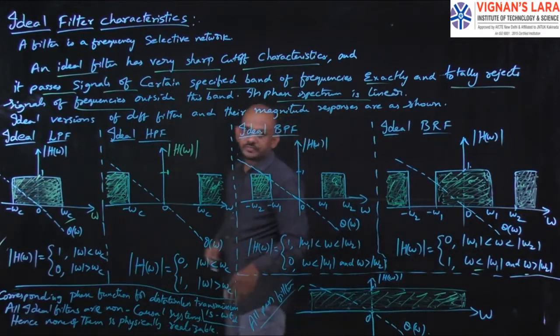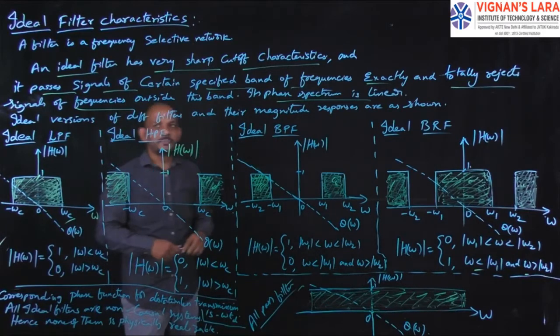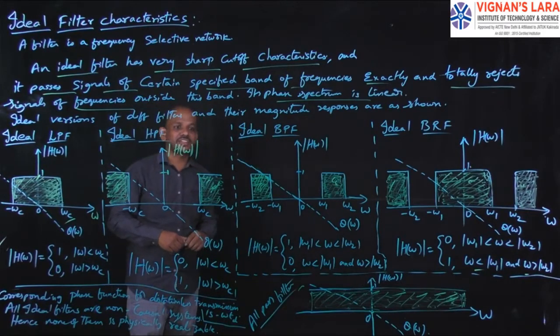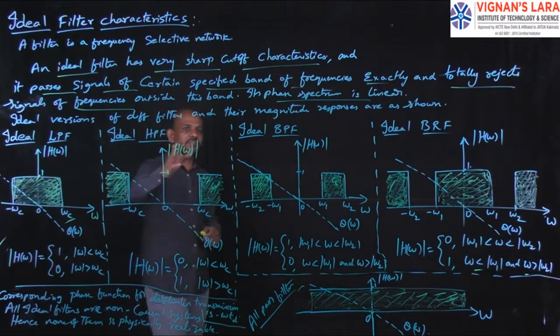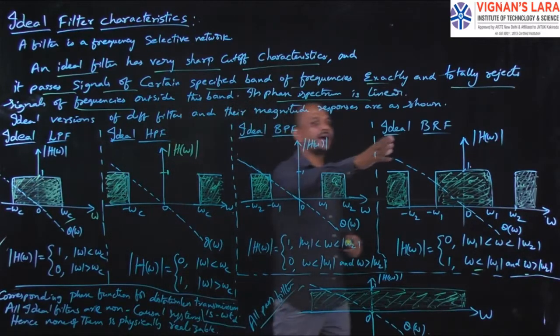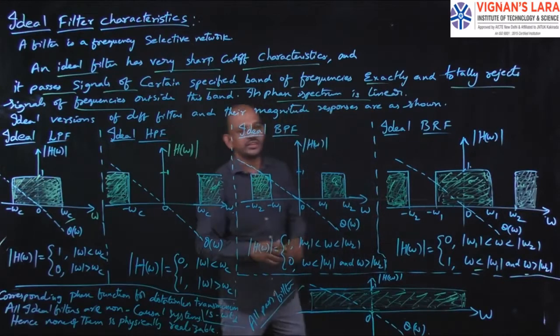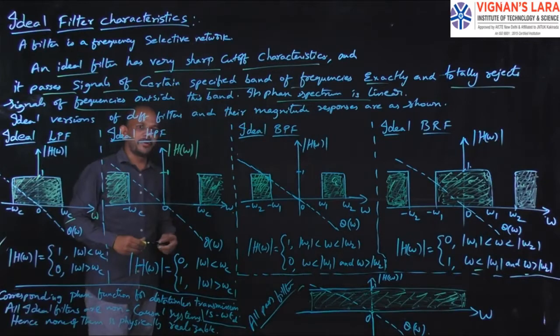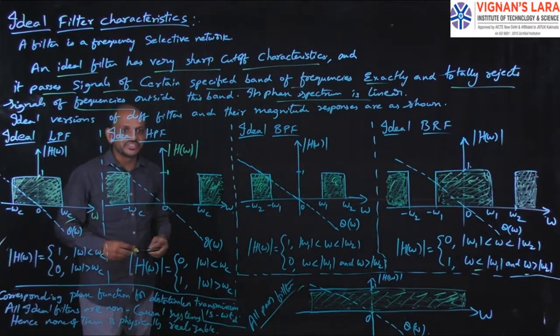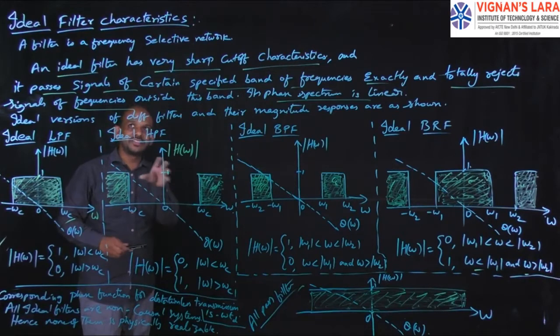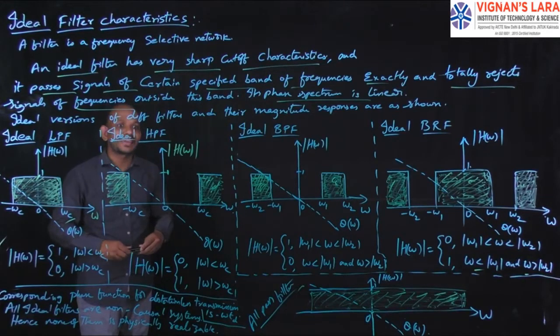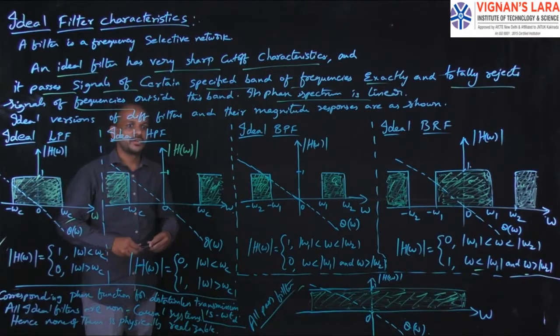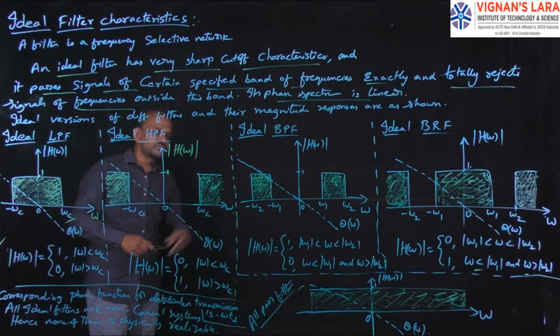So this is the explanation about ideal filter characteristics. Mainly we have four types of ideal filters: ideal low pass filter, ideal high pass filter, ideal band pass filter, and ideal band reject filter. Along with this there is one more, that is the all pass filter. I have shown the waveform representations and equations for all these. I hope you are all clear with these ideal filter characteristics. Now we move on to the next topic.